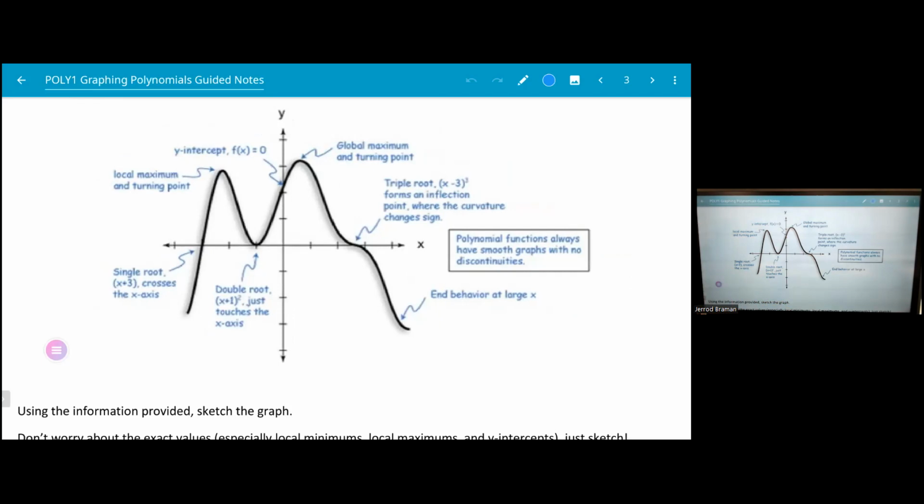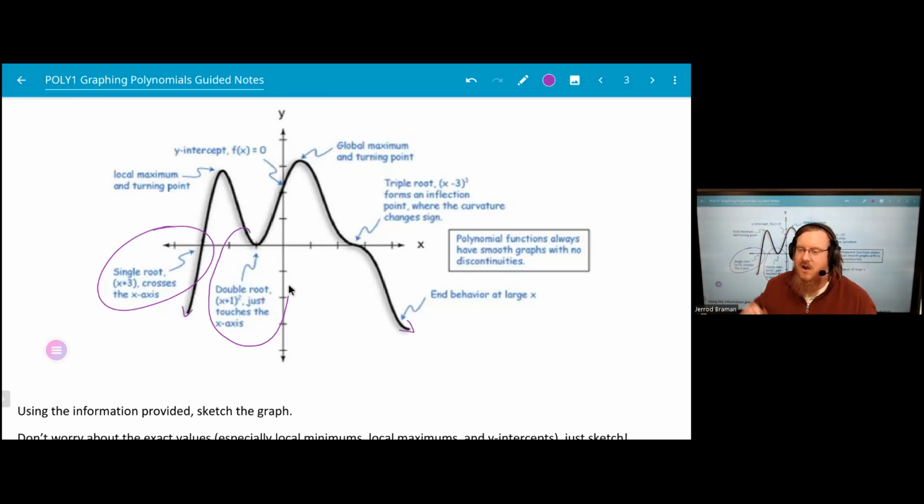So let's look right here. So I'm going to highlight this. Let's use a different color here. I'm going to use this one. Single roots, it just crosses through the x-axis. Notice how we've got some end behavior going on here. Single roots cross, they just go through. Double roots, it just touches the x-axis. The word that I like to use is it bounces off the x-axis, a little bit of a bounce, right?